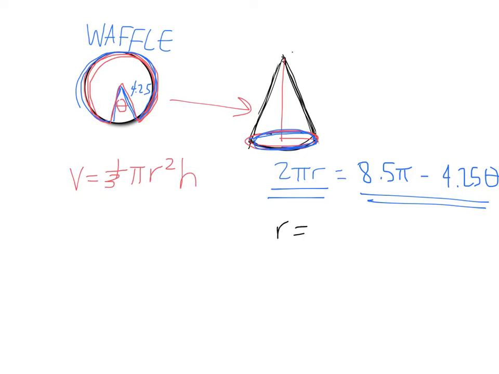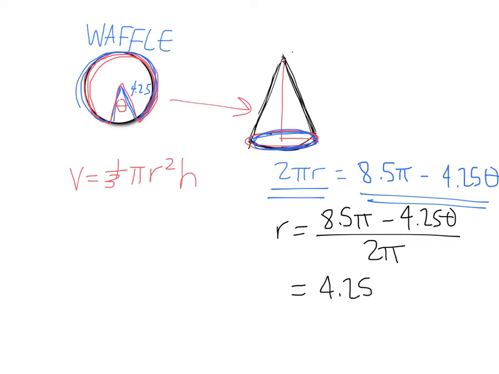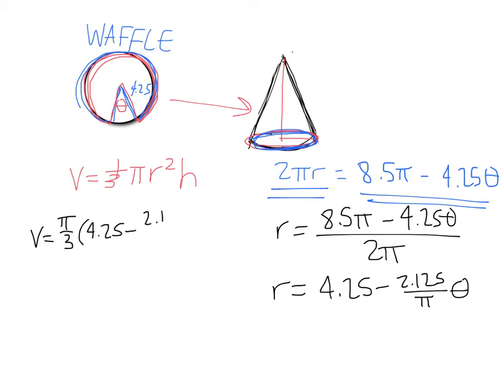Okay, so I'm going to solve this for r. I get r equals 8.5 pi minus 4.25 theta divided by 2 pi, or 4.25 minus 2.125 over pi theta. So that's what r equals. Okay, squared. But we also need height to be in terms of theta as well.